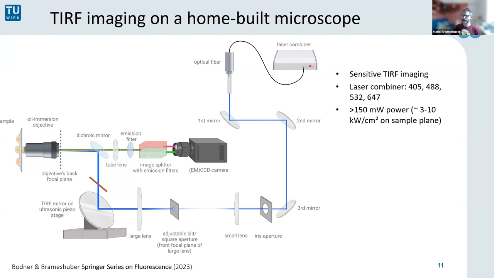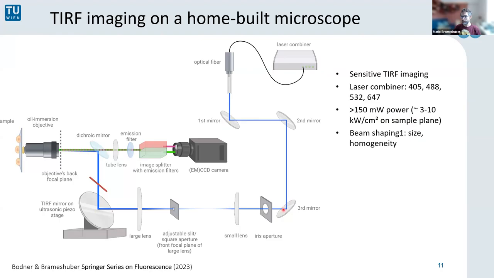Because we're doing some bleaching approaches I will show you later, the lasers we normally use have a laser power of larger than 150 milliwatts, which gives us around 3 to 10 kilowatts per square centimeter in the object plane. This is an important value for us later.